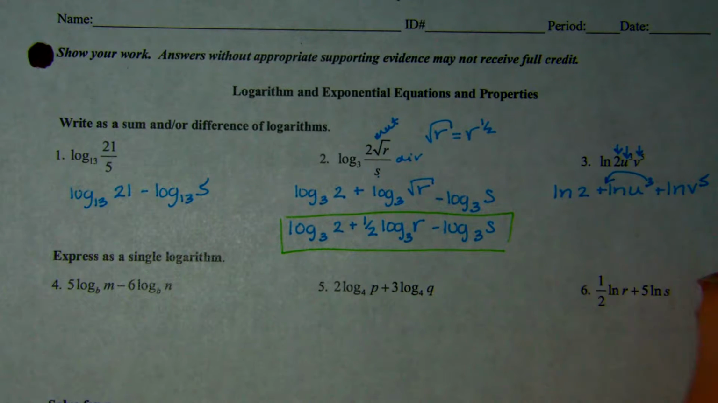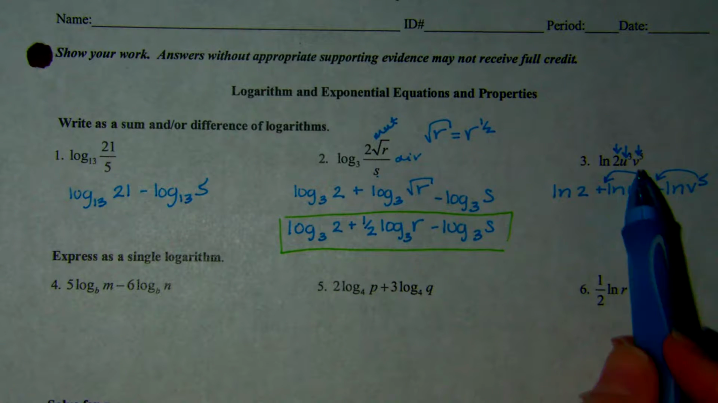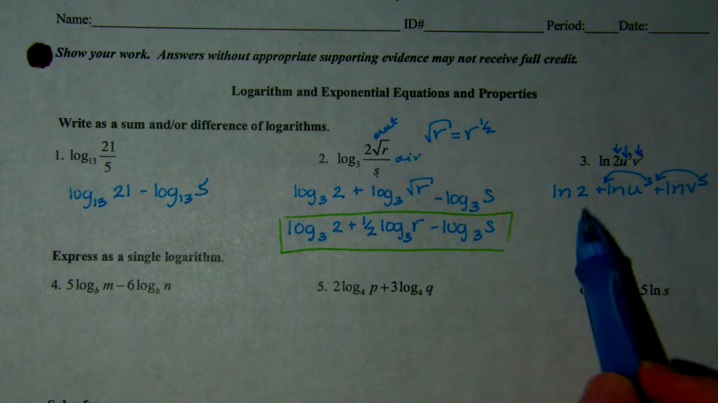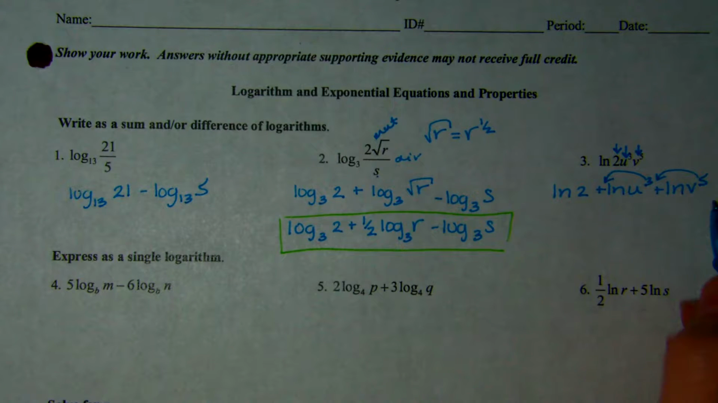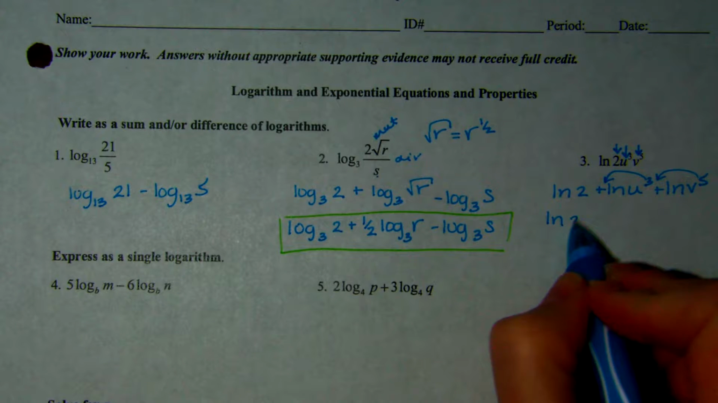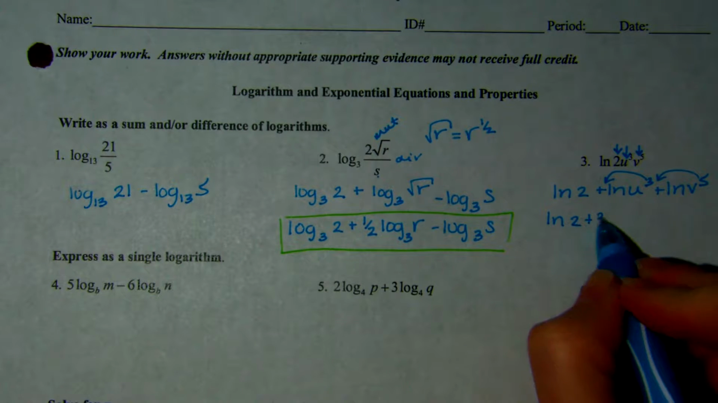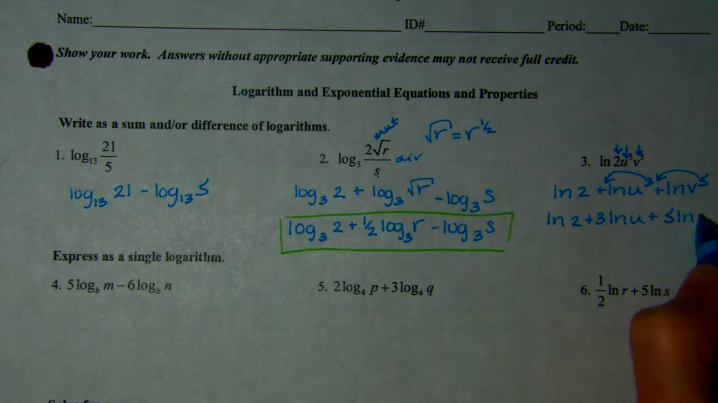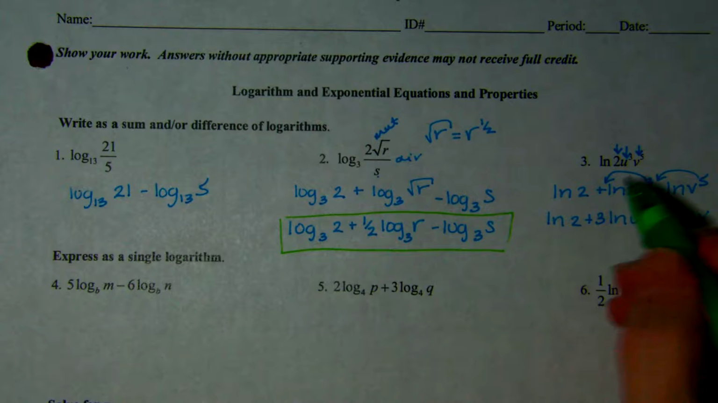We pull down the exponents to the front. And you have to do that at the end because the cubed only applies to the u and the 5th only applies to the v. And so we have to wait until we've broken it apart into separate logs before we pull the exponents down. This is ln of 2 plus 3 ln of u plus 5 ln of v. And that is your answer.